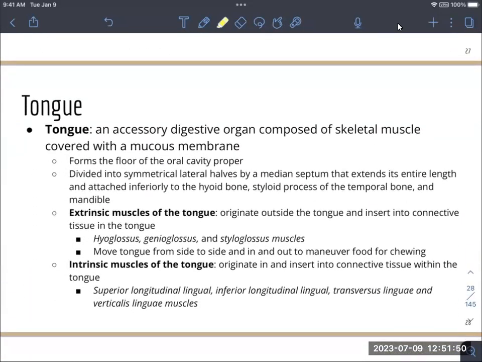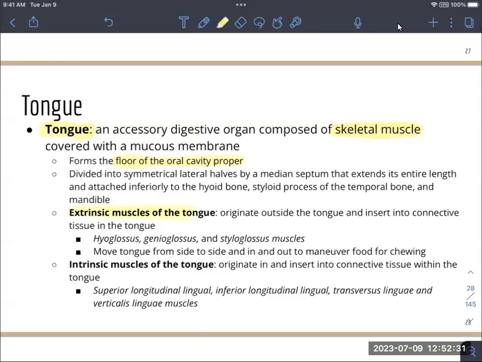Onto your tongue. Your tongue is technically an accessory organ. It is all skeletal muscle, so we do have control over how our tongue moves. Because our tongue is used when we talk, it's used when we chew, we need to have control over it, so it's skeletal muscle. The whole floor of that oral cavity, so underneath the tongue, is skeletal muscle. And then all of the muscles that come up that make up the tongue are also skeletal muscle.